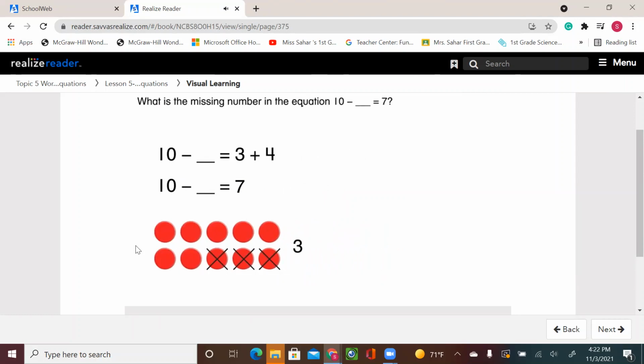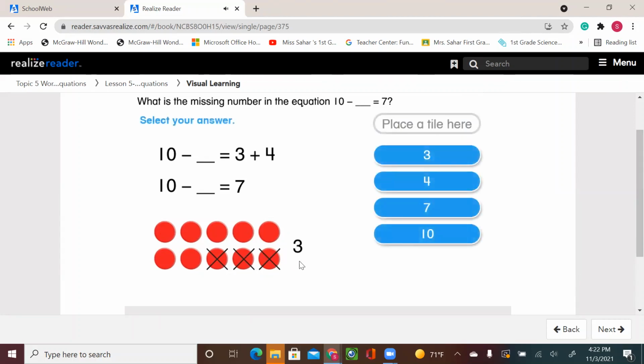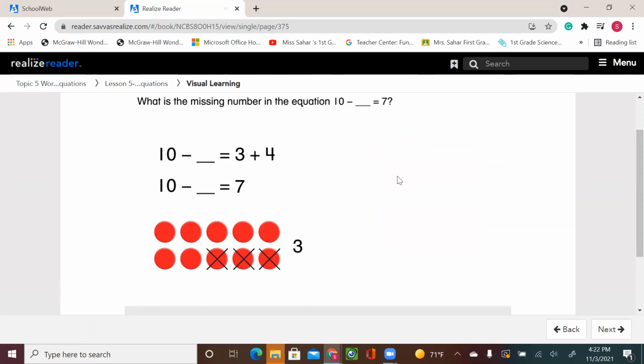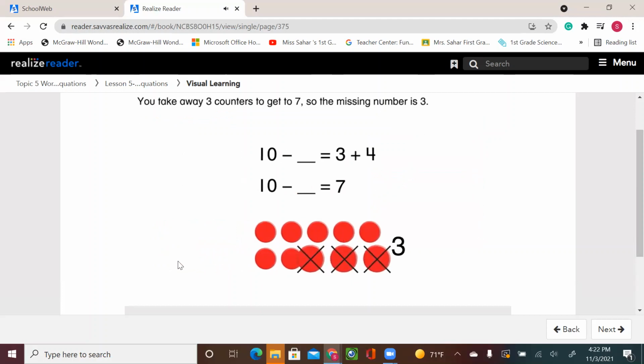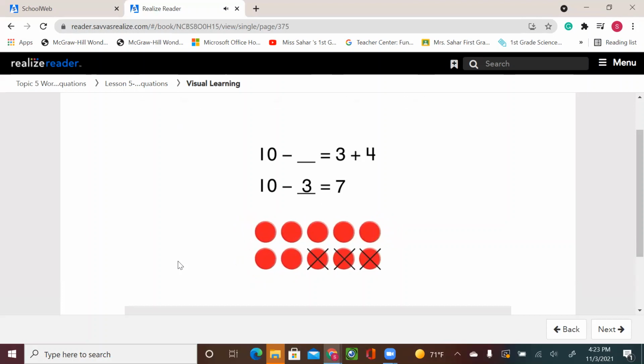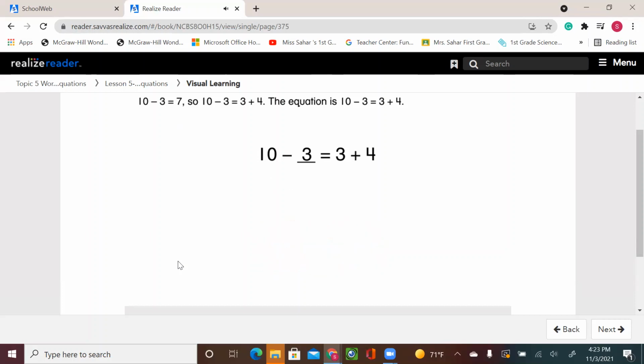What is the missing number in the equation 10 minus blank is equal to 7? Select your answer. 10 minus, very good, 3. You take away 3 counters to get to 7, so the missing number is 3. 10 minus 3 is equal to 7. So 10 minus 3 is equal to 3 plus 4. The equation is 10 minus 3 is equal to 3 plus 4.